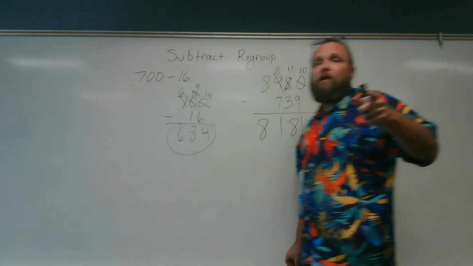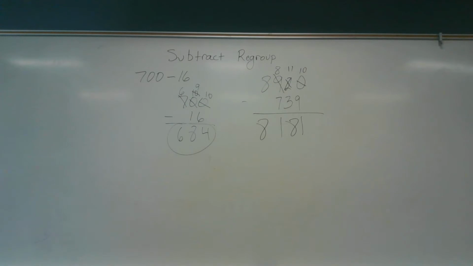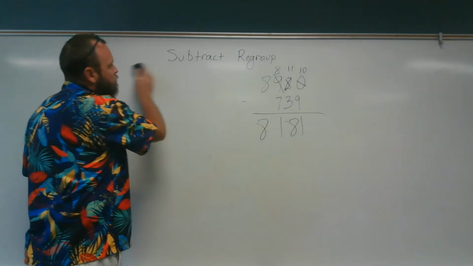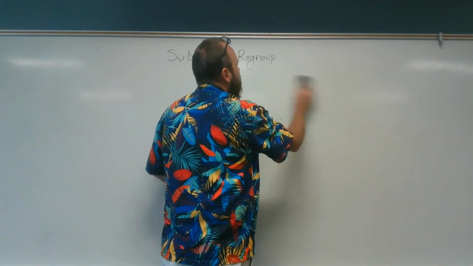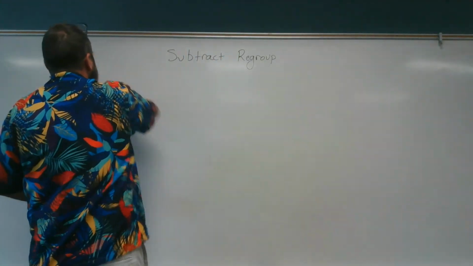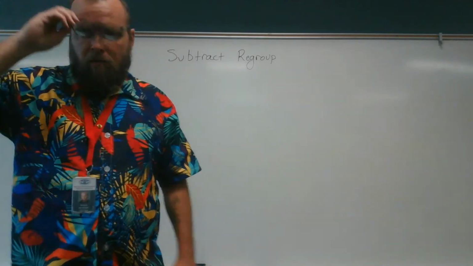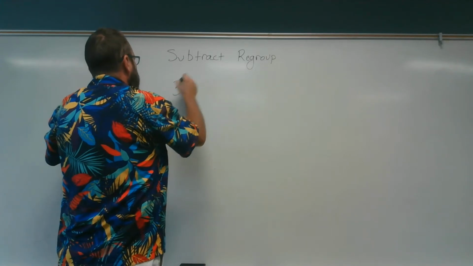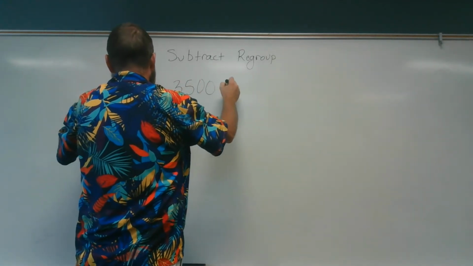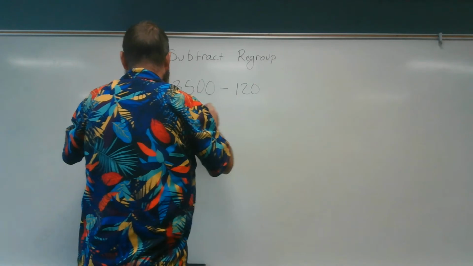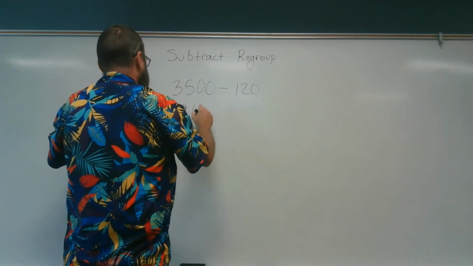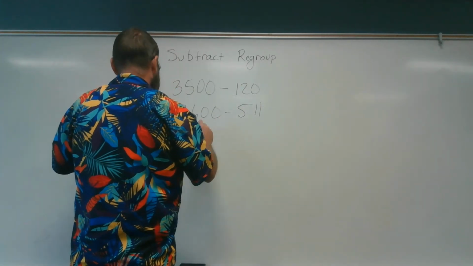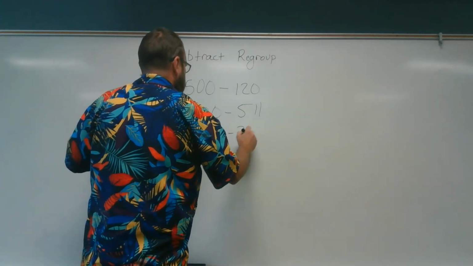We're going to do the same thing by adding 4 problems that you can work on and turn in with a parent's signature so that I can give you some credit for being here. So let's look at 3,500 subtract 120. 9,600 subtract 511. 2,500 subtract 39.